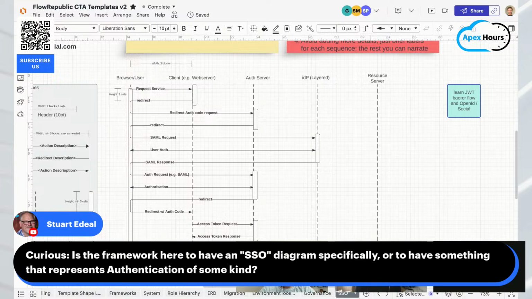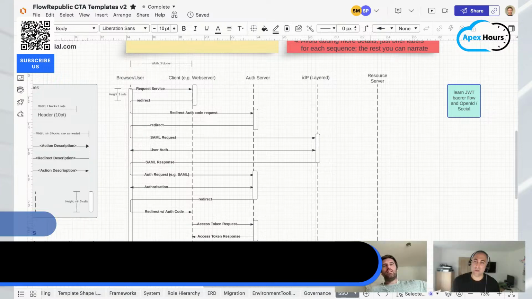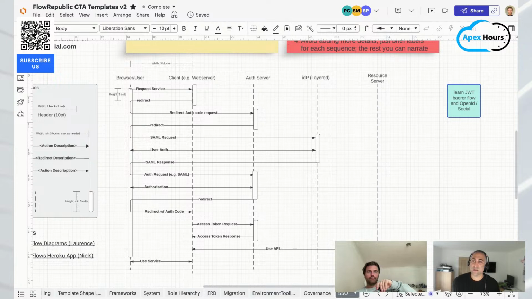I see we've got a question on the screen as well. Do you want to take this? Is the framework here to have an SSO diagram specifically, or to have something that represents authentication of some kind? Yeah. So Stuart, absolutely. I think it's mainly the latter, but if an SSO diagram helps that, by all means include it. But it's definitely going to be single sign-on, or it's going to be OAuth or multi-system single sign-on. But you're definitely not going to create like a diagram with a username and password authentication.